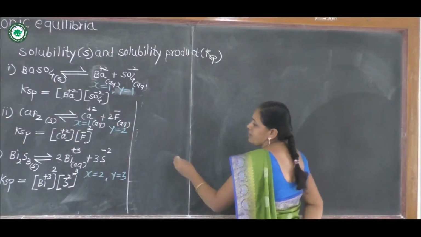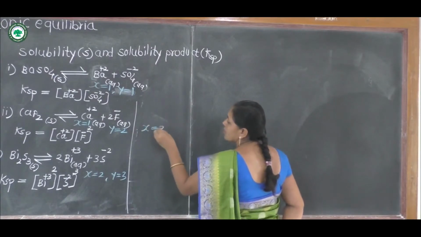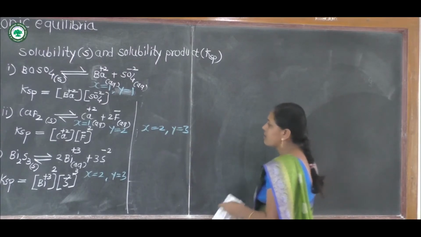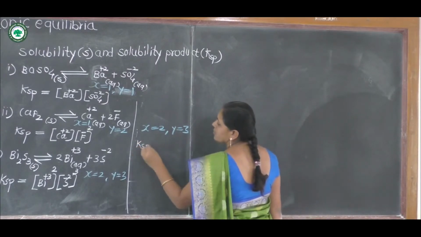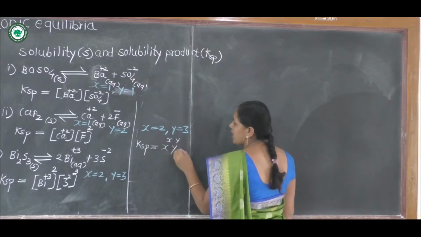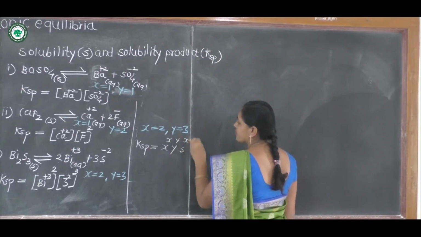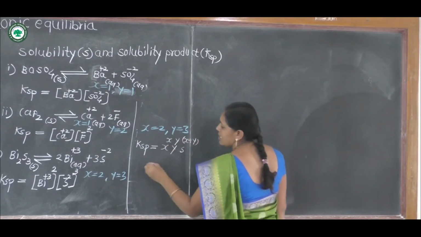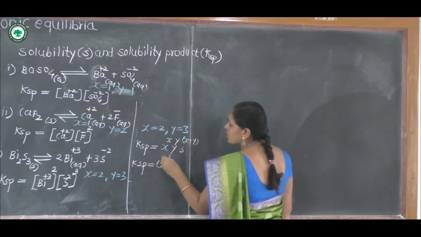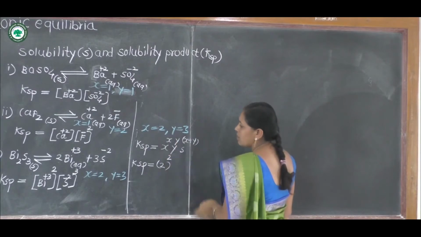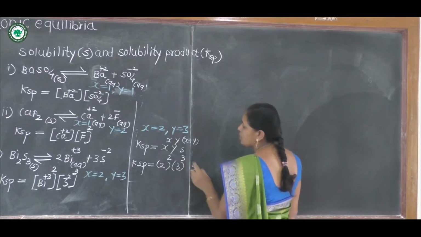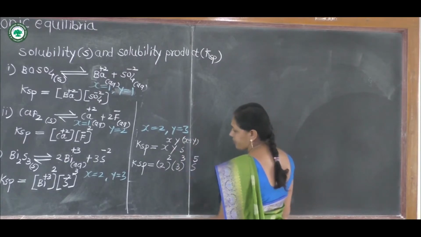In the third example, x is equal to 2 and y is equal to 3. Then Ksp is equal to, what is the formula? x raised to x, y raised to y, and s raised to x plus y, is equal to 2 raised to 2, because the value of x is 2, the value of y is 3, 3 raised to 3, and s raised to 3 plus 2, 5.